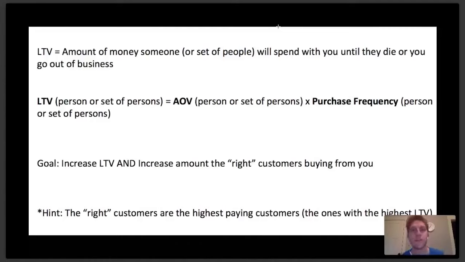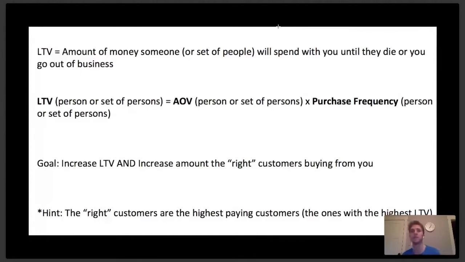Analytically and mathematically, another way of thinking about it is it's the average order value multiplied by the purchase frequency of a person or set of persons, right? So the more they spend with you and the more often they spend with you, the higher the lifetime value of the company. You've got to do both. So it's really important that you do both well.